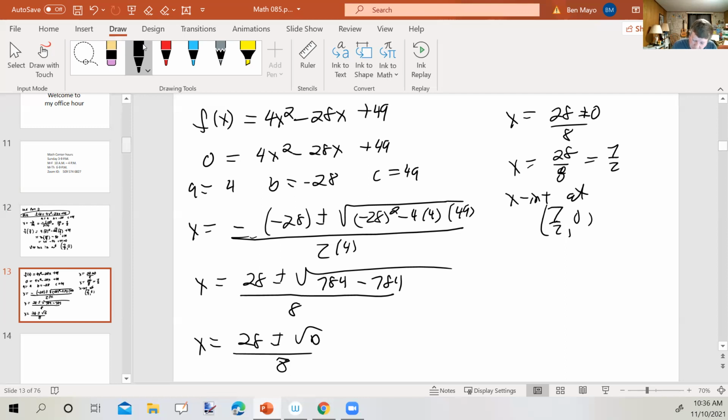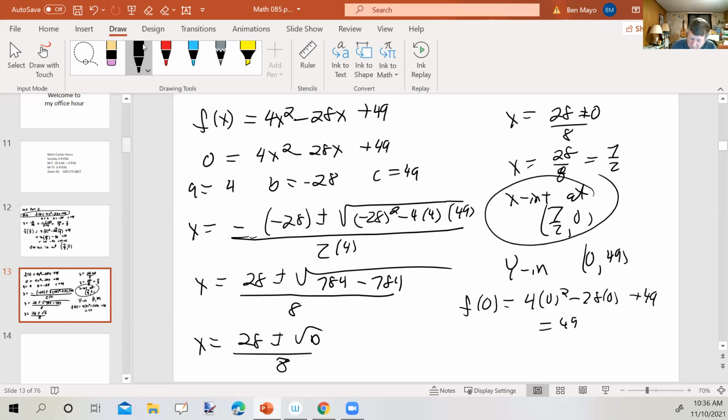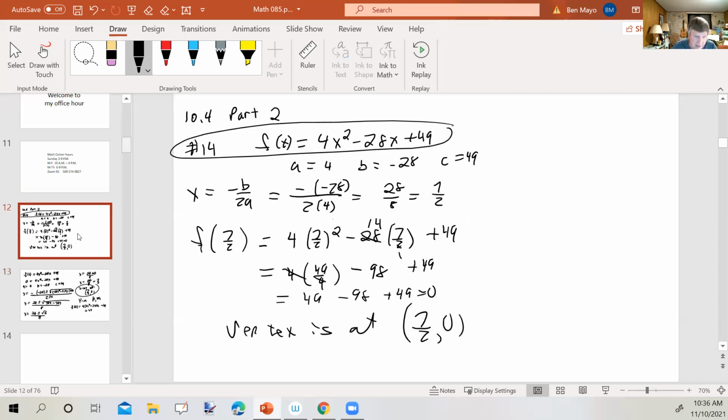Now to find the y-intercept, you would set x equal to 0, and f of 0 is 4 times 0 squared minus 28 times 0 plus 49, which is 49. So the y-intercept is at 0, 49. So x-intercept 7/2, 0, y-intercept 0, 49, and the vertex was at 7/2, 0.